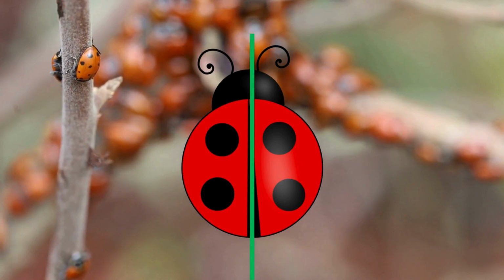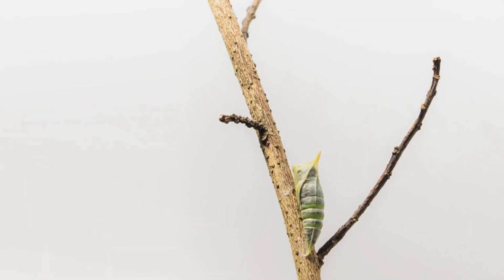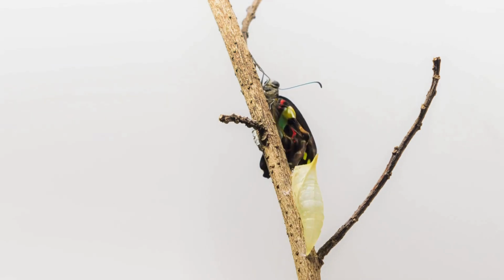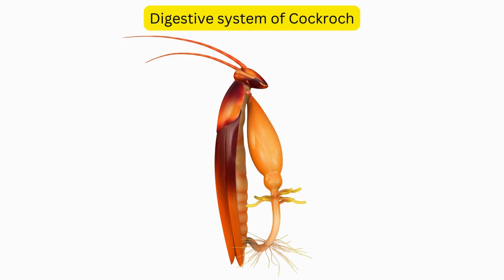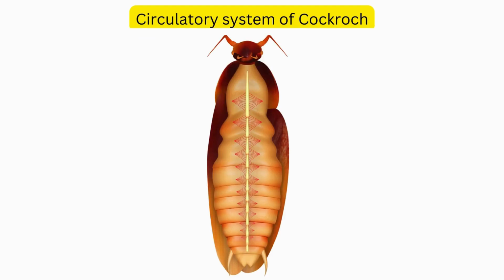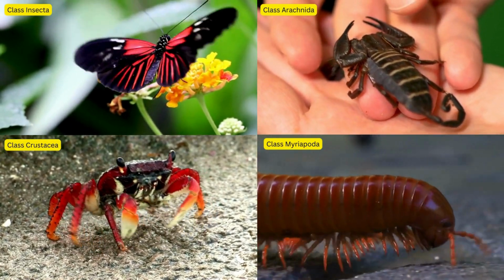They have bilateral symmetry. Arthropods have a well-developed muscular system attached to the exoskeleton, enabling movement. They have a complete digestive system with a mouth and anus. Open circulatory system with a dorsal heart that pumps hemolymph through sinuses. Arthropods are divided into 4 classes.